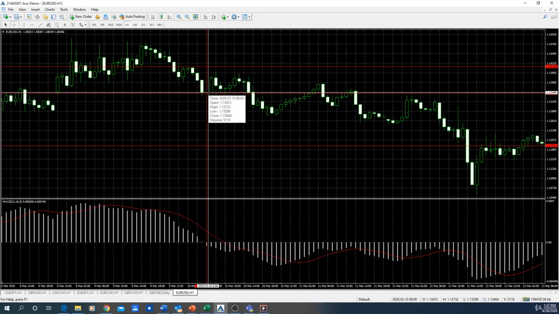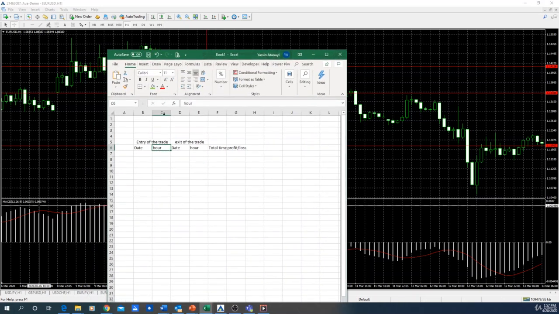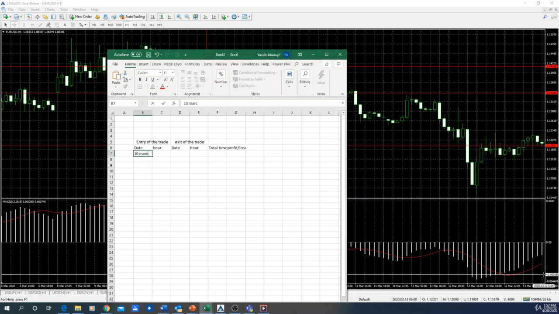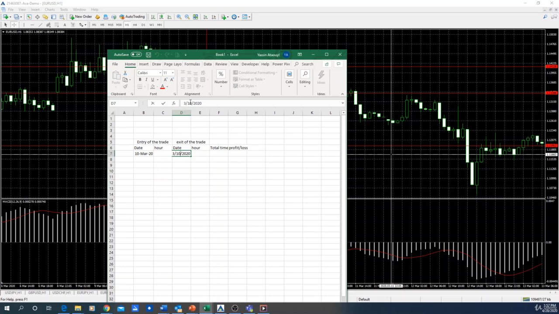So it's going to be the 10th of March at 6 a.m. So we can write it down on our chart. So simply write down the 10th of March, hour 6 a.m. And the closing of our trade was the 13th of March.